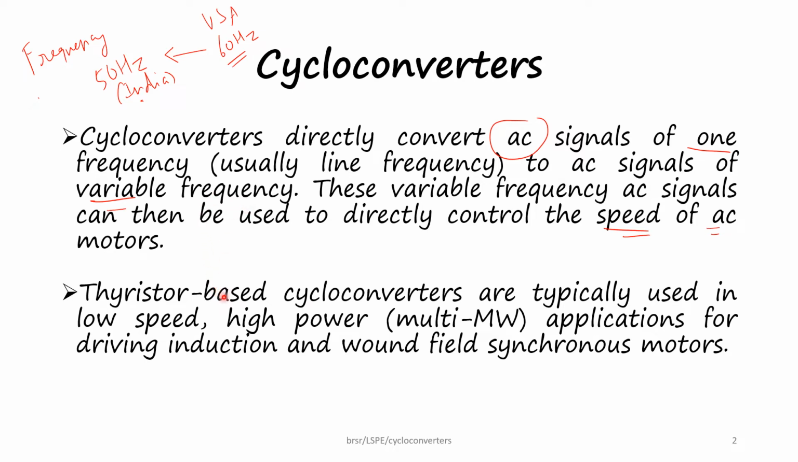The cycloconverters are also used for controlling the speed of AC motors. The AC motor speed can be changed by changing the frequency of the supply given to the motors. Generally, thyristors are used in cycloconverters, and these thyristor based cycloconverters are used in low speed, high power applications for driving induction motors and wound field synchronous motors.